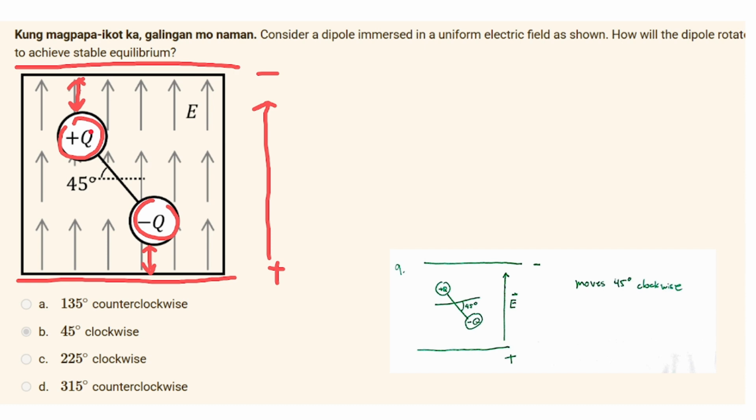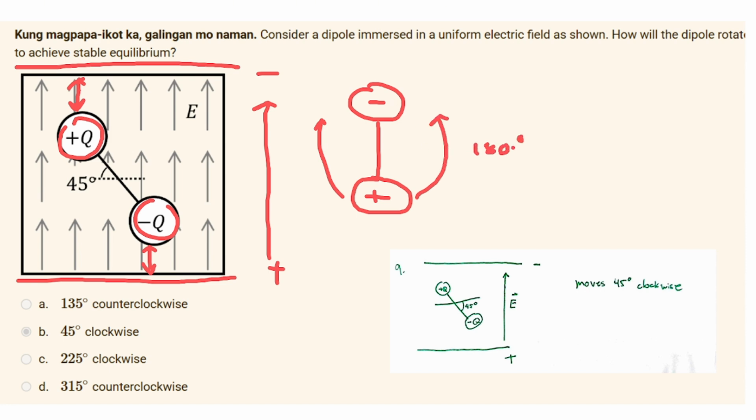So from here to get to the negative, the shortest distance is to move 45 degrees clockwise. But something to note also, if the dipole was negative positive like this, it is an unstable dipole and it could move either way because it's exactly 180 degrees over here. But just remember, look at the electric field lines. Where is it going? Positive pushes away. Take the shortest route.